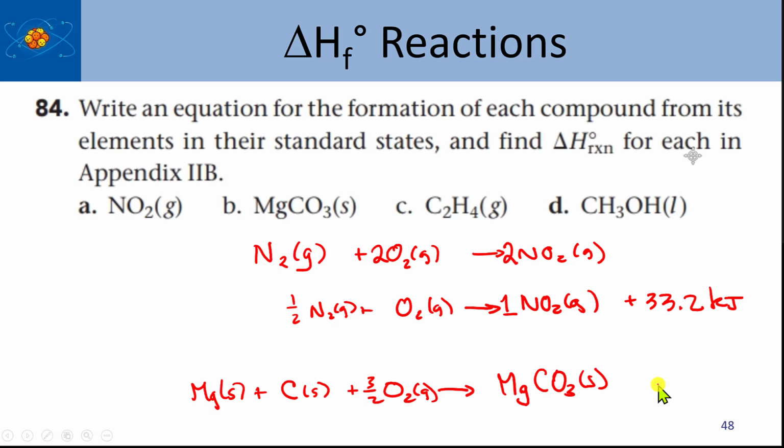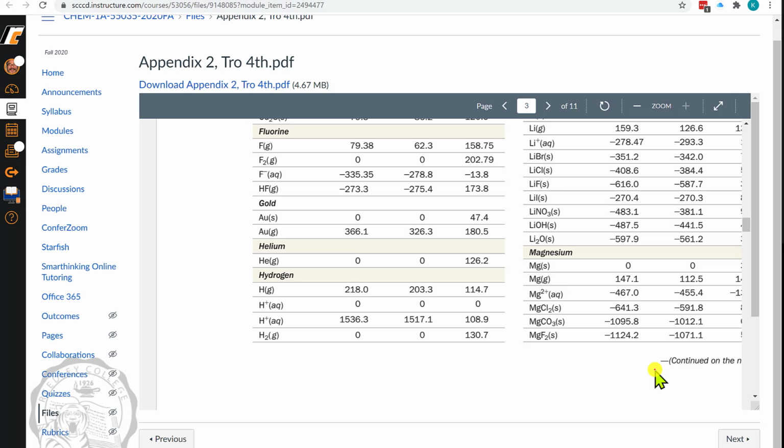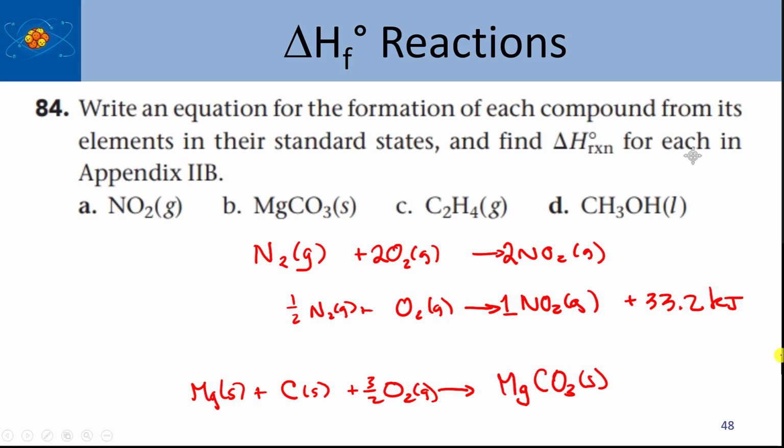And the next thing to do is find the delta H for this reaction, the standard enthalpy of formation. And that would be right here, magnesium carbonate. So it's minus 1095.8 kilojoules for that reaction as it's written. Okay, so what else can we do with these numbers?